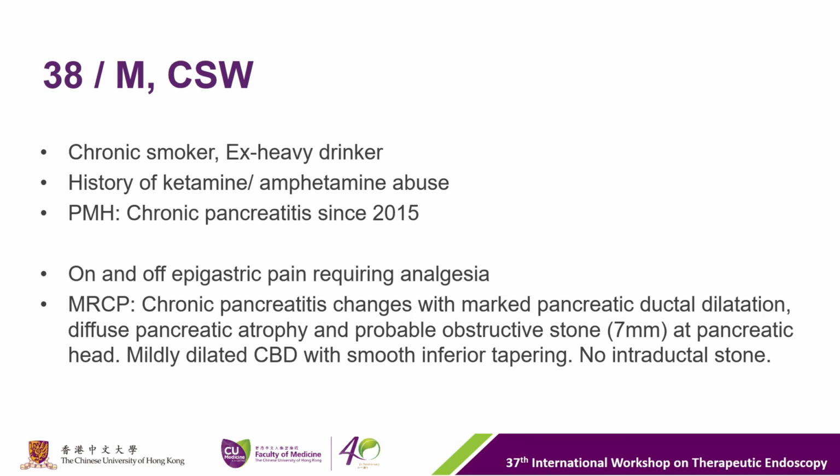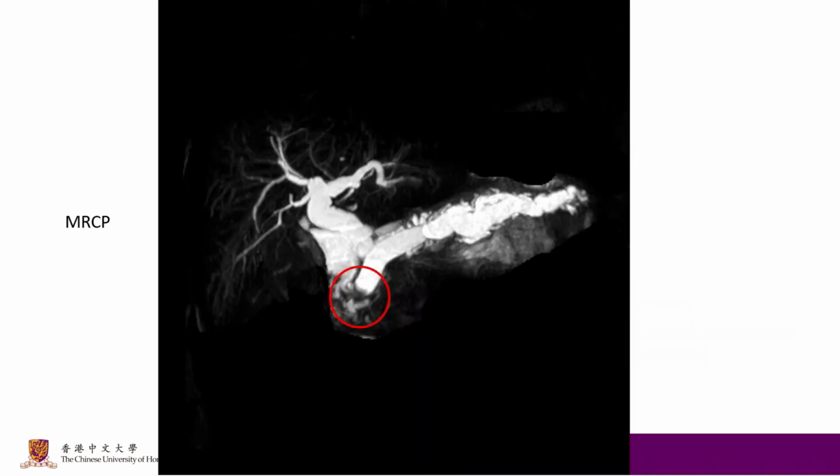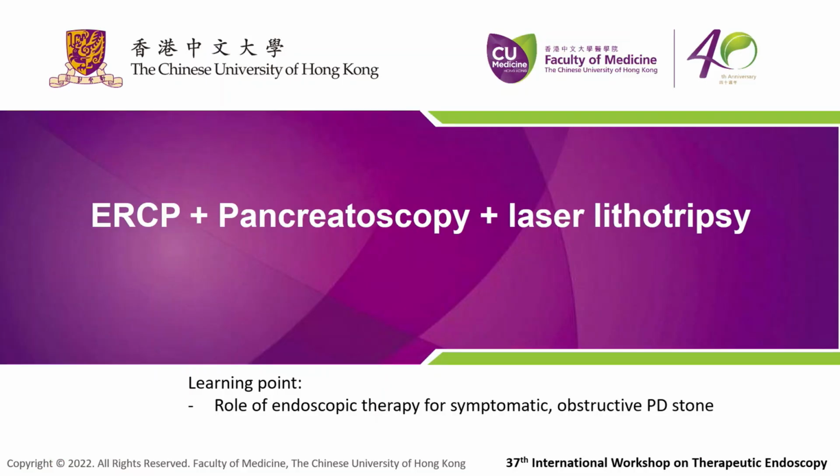duodenal dilatation, ductal dilatation, diffuse pancreatic atrophy, and probable obstructive stone of 7 millimeters at the pancreatic head, mildly dilated CBD with smooth inferior tapering and no intraductal stone. This is the MRCP imaging of the pancreatic stone. And today we'll perform an ERCP plus pancreatoscopy and laser lithotripsy performed by Professor Beyna.